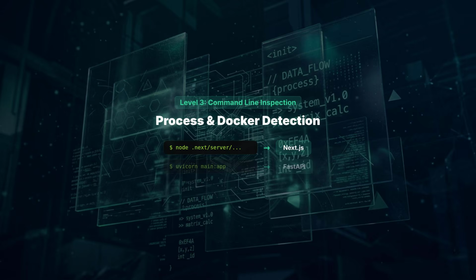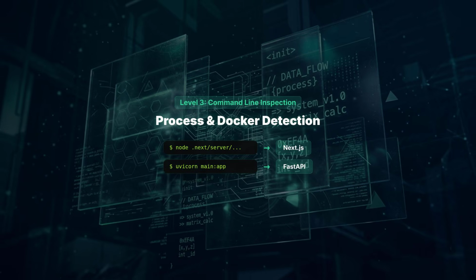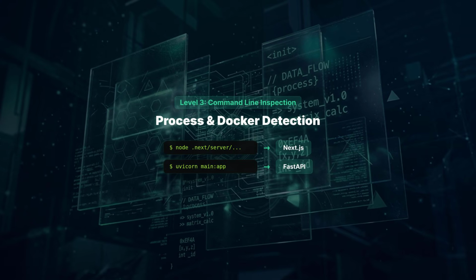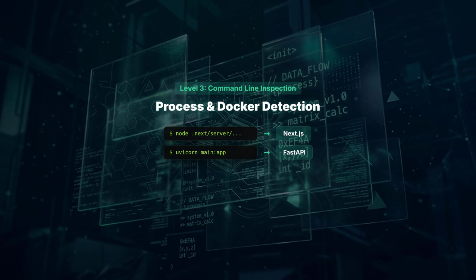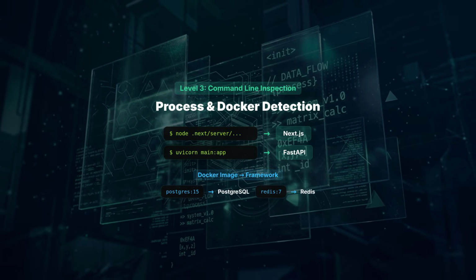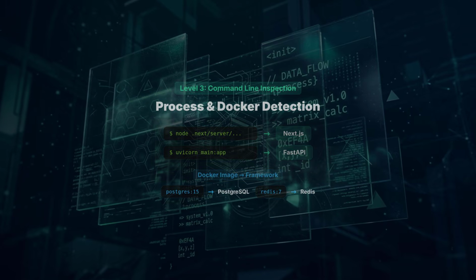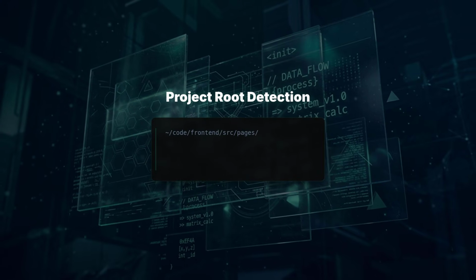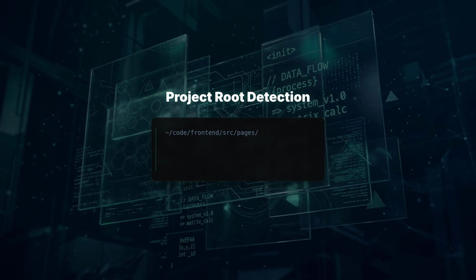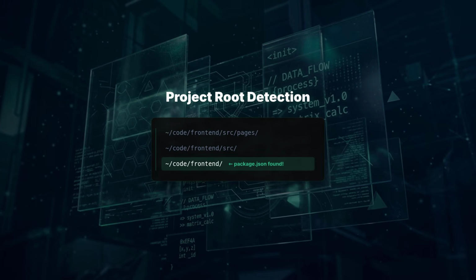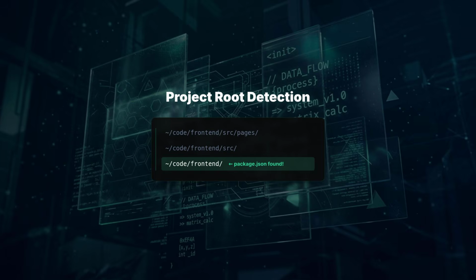The third level inspects the actual command line of the running process. If the command includes the word next, it is Next.js. If it includes uvicorn, it is FastAPI. This is the fallback for cases where the working directory detection failed or the project does not have a standard manifest file. For Docker containers, specifically, the tool parses the image name. A Postgres image becomes PostgreSQL, Redis becomes Redis, LocalStack becomes LocalStack, and so on. It supports about a dozen common infrastructure images out of the box.